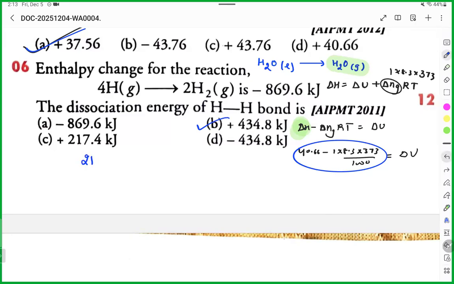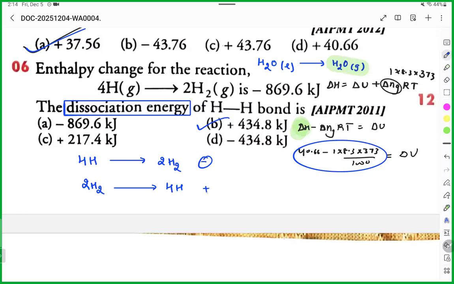Once sir tells the sign, there will be a mistake in the sign, because when 4 hydrogen associate, they will form this. This is association. But we are calculating dissociation energy. How to convert association into dissociation? Do ulta, reverse it. This is dissociation. Correct? So if this is minus energy, this will be plus 869.6. Correct? We just rotate it, ulta.